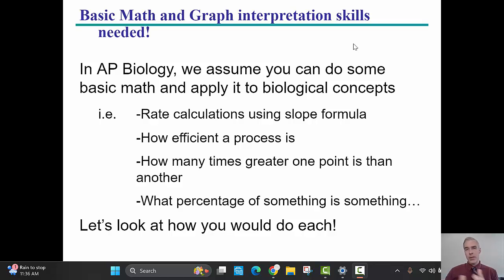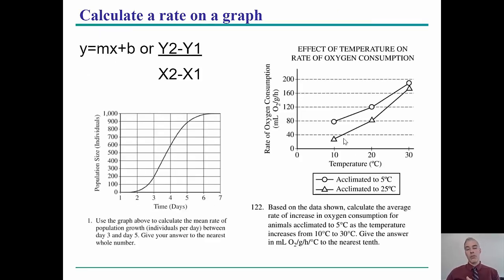So some types of things that we're going to look at: doing rate calculations using slope, how efficient a process is, an efficiency calculation, how many times greater something is than something else, what percentage of something is something. All that stuff are things that they could require you to do in the AP Bio exam. So let's try an example first of calculating rate.